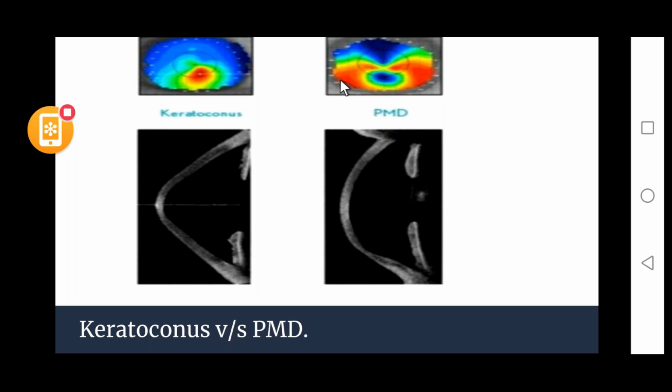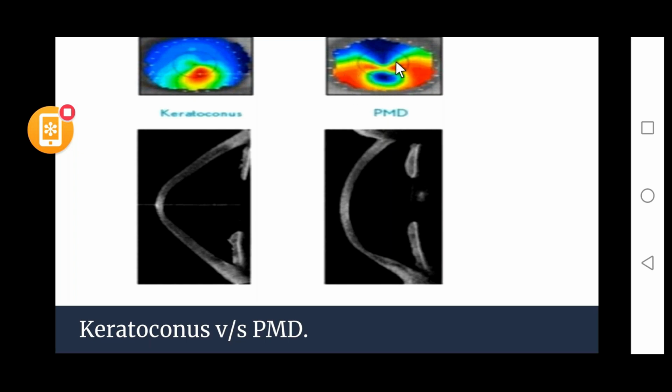Whereas on the other hand, in PMD, you will see there is a huge area of steepening, which can vary from 4 o'clock to 8 o'clock region. Okay, and it will give you an against the rule astigmatism. Whereas on the other hand, keratoconus, which is on the inferior side, will not give you against the rule astigmatism, but it will give you oblique astigmatism. Right, so these are the few things that we can use to differentiate between the two conditions.